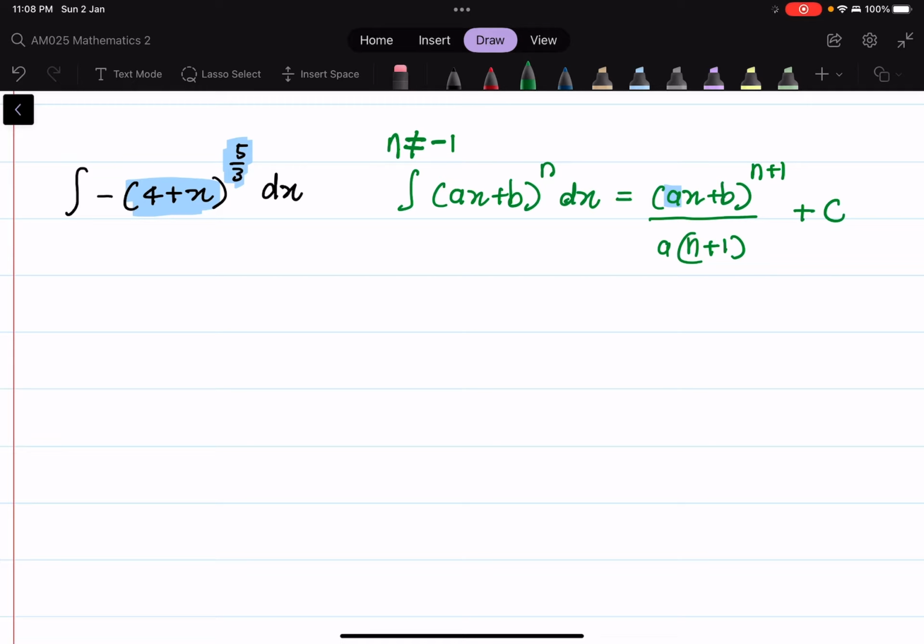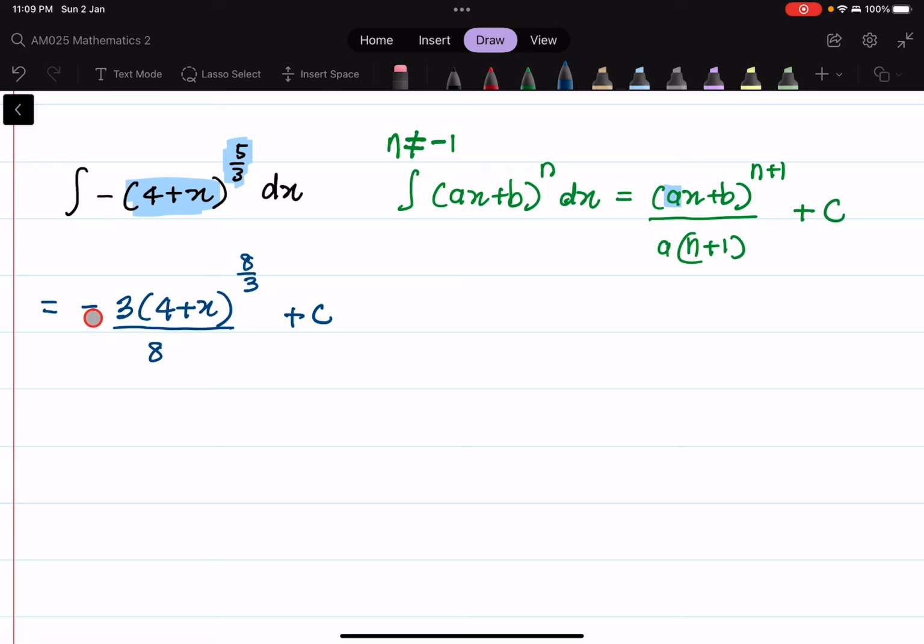Alright, so for this question, what we're going to do is copy down the negative 4 plus x, and the power 5 over 3 will add with 1. We're going to get 8 over 3, and going to divide with 8 over 3, or you may write down as 3 over 8. And if we see here, our coefficient of a is 1. So 8 times 1 is 8, plus with c.